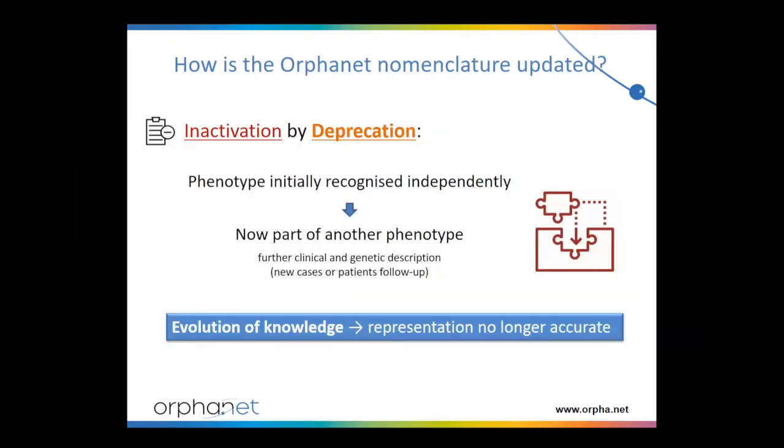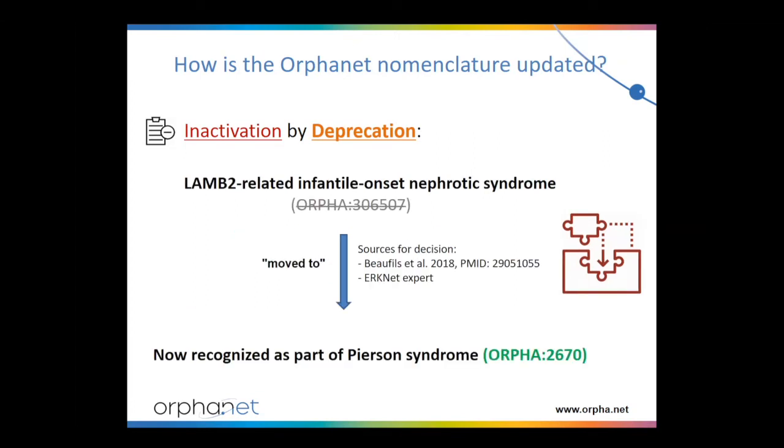The second context of inactivation is the deprecation. This happens when a phenotype that was initially described as an independent diagnosis, when it was first described, has been included in another phenotype following an evolution of knowledge. Here is an example. We used to have an entity called LAMP2-related infantile onset nephrotic syndrome, which resembled Pearson syndrome, but was considered as distinct due to the ocular anomalies being less significant than in Pearson syndrome.